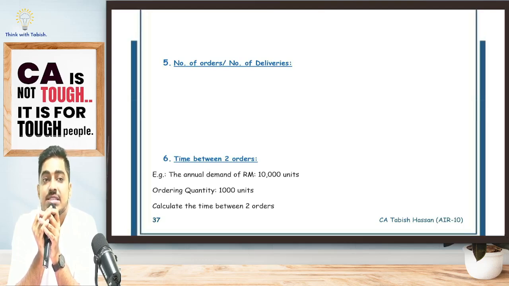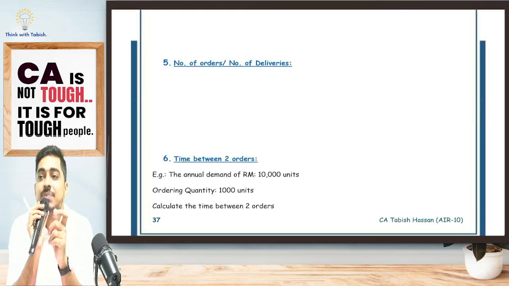Who is placing the order? Supplier or customer? Customer places the order. When the customer places an order, who delivers the goods? Supplier delivers the goods. Suppose the customer has placed an order 10 times. That means the supplier will deliver 10 times in a year. As simple as that. Yes or no? That means both are the same. Only the perspective changes. Customer order, supplier delivery.